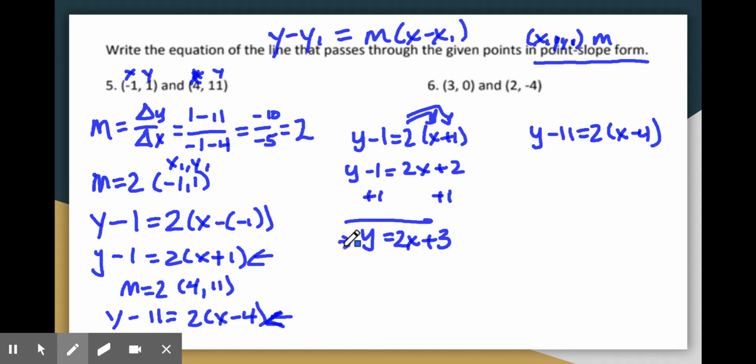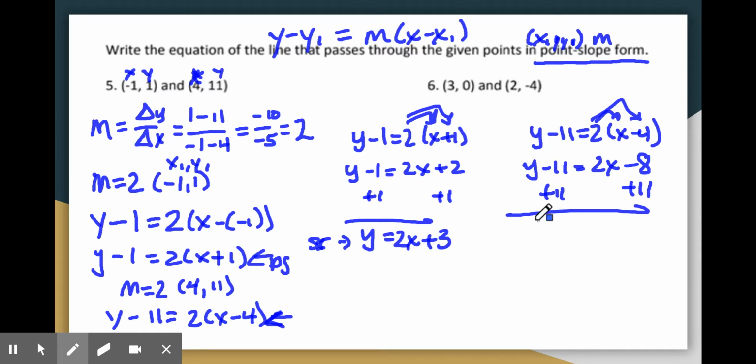This is slope-intercept form, right? This is point slope. Okay, now this one I can do the same thing. Distribute the 2. And then add 11. And I have y equals 2x plus 3.